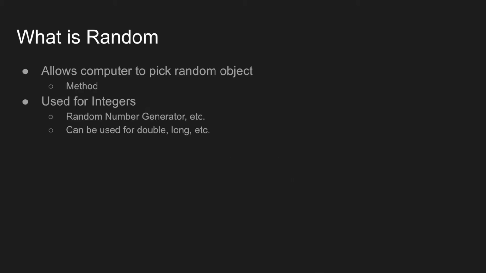So, what is random? Random allows the computer to pick a random object, and this is used in a method format. It is used mainly for integers, but can also be used for double variables, long variables, basically any number variable Java contains. And it's used for random number generators, etc.